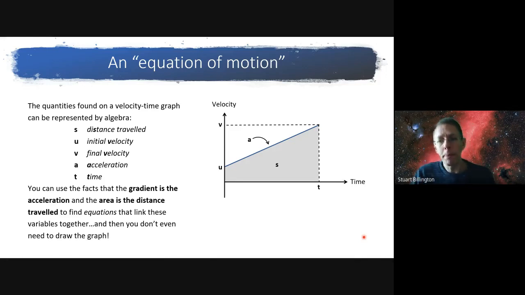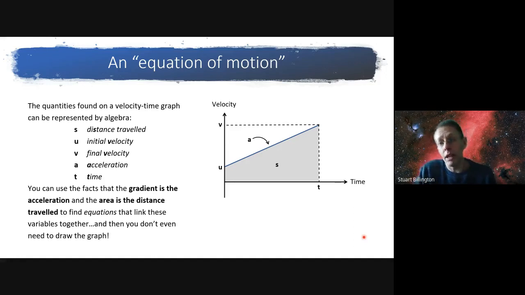And we can also write an equation for the area under the graph. So S is equal to, and we could write down some rules involving U and V and T to get the area under the graph. And we do that at A-level. It's an activity we do early on in the course.